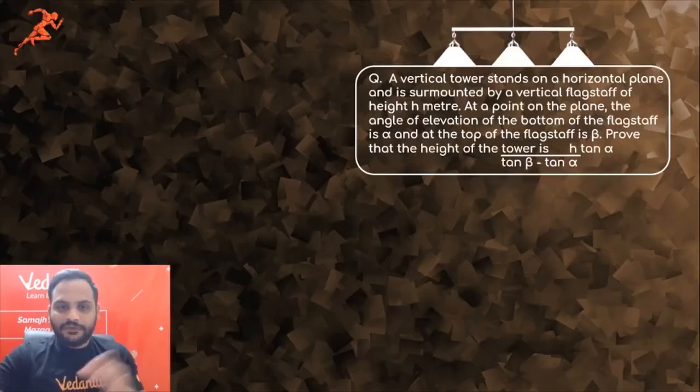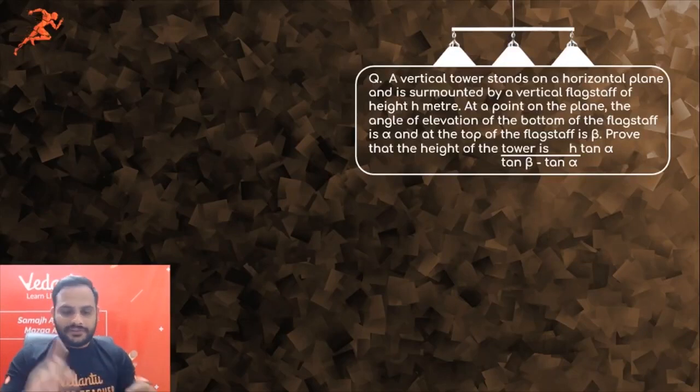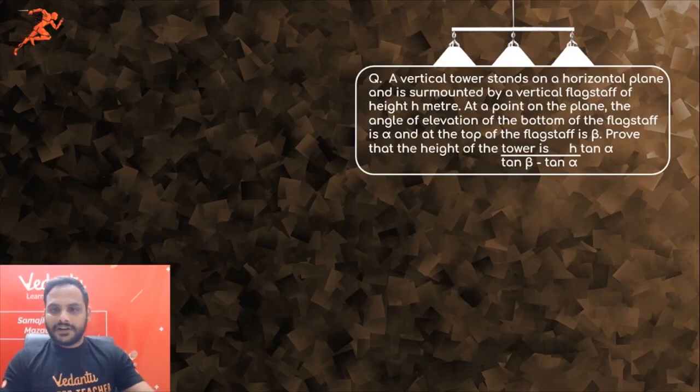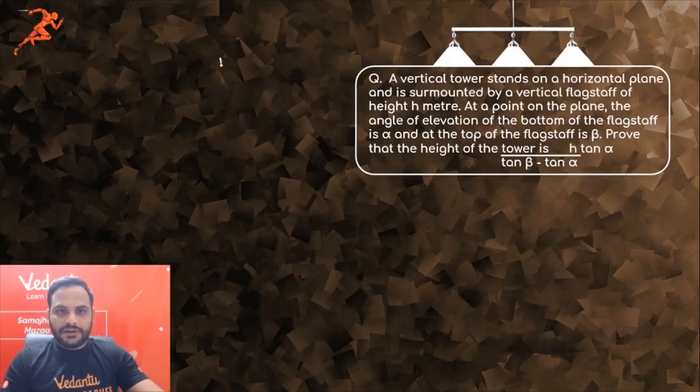All right. Before I move ahead, I gave you a very important question in the previous class, so let me discuss that question first. The question is: a vertical tower stands on a horizontal plane and is surmounted by a vertical flagstaff of height 4h meters. That means, suppose this is your vertical tower, and on top of this vertical tower you have a vertical flagstaff like this. All right, and let's say this is your ground.